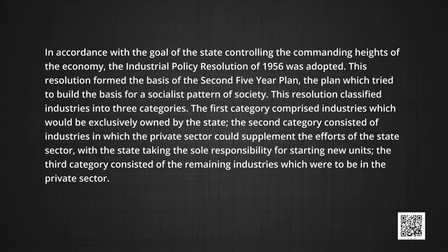This resolution formed the basis of the second 5-year plan, the plan which tried to build the basis for a socialist pattern of society. This resolution classified industries into 3 categories. The first category comprised industries which would be exclusively owned by the state. The second category consisted of industries in which the private sector could supplement the efforts of the state sector, with the state taking the sole responsibility for starting new units. The third category consisted of the remaining industries which were to be in the private sector.